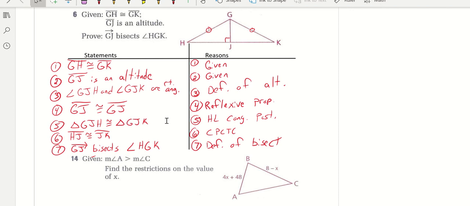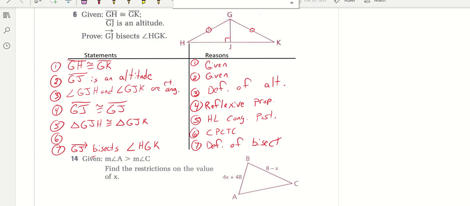Always check your congruency statement. That's the hypotenuse leg. So that's hypotenuse leg there. GHJ congruent to GJK, those 2 triangles there on statement 5. What are we trying to show? We're trying to show that GJ bisects angle HGK. And I realize now I interpreted this problem incorrectly. It's a quick fix, not a big deal.